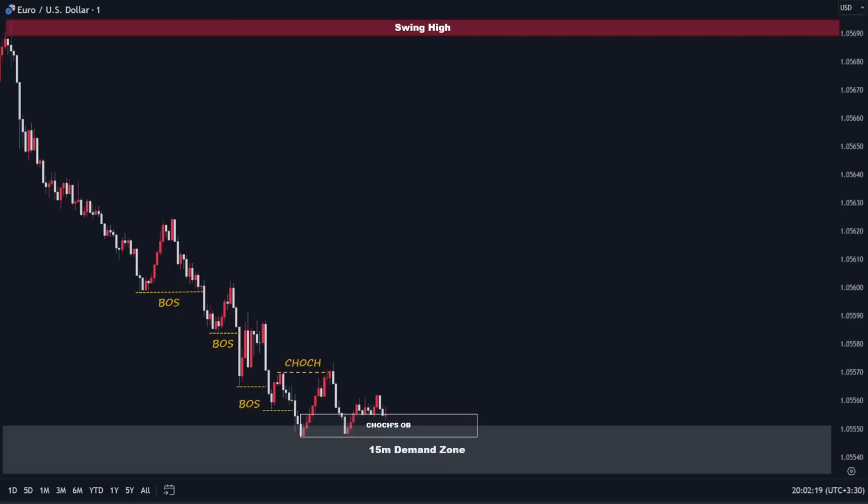Now, let's consider a scenario where we missed the change of character entry, or we want to execute additional trades. As the price has shown a market structure shift, we are now looking to utilize the SMC Continuation entry model to execute trades. Now, let's see what happens with the price action.